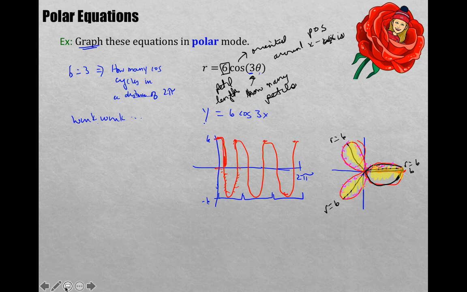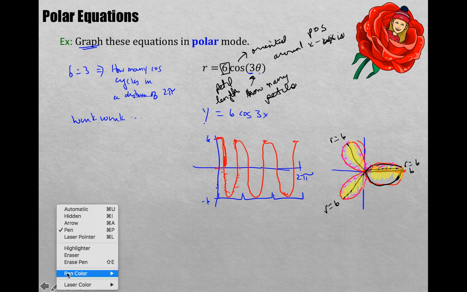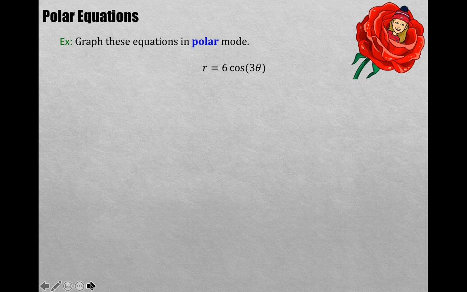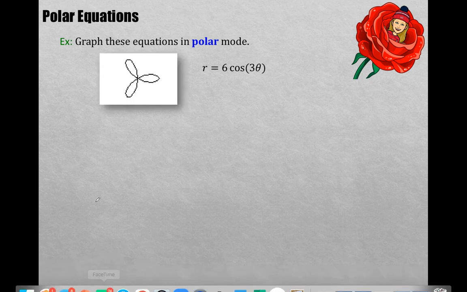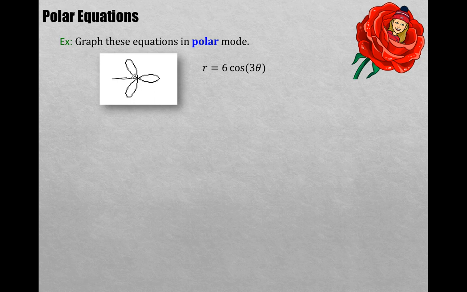Let's do another one. There's a much prettier graph. And I left the axes off on purpose. I wanted you to see the cosineness of that 3-petaled rose. So what do you think this is going to look like?